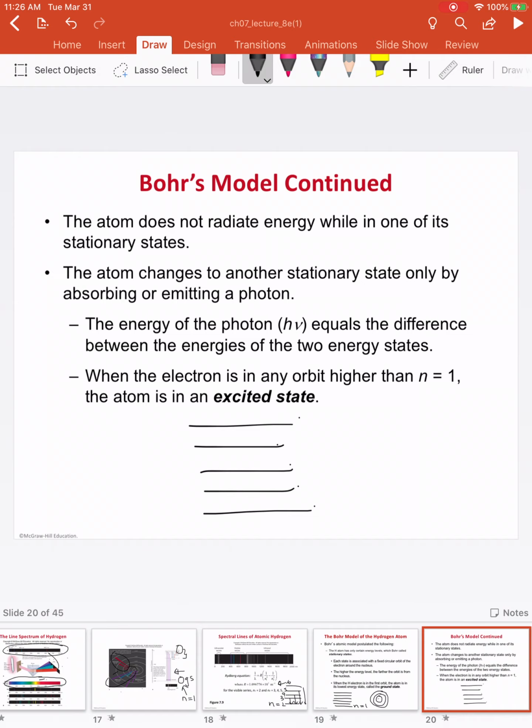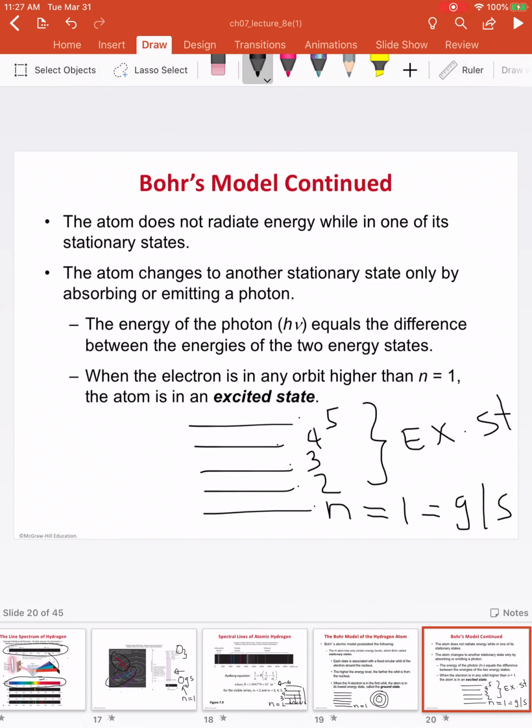When the electron is in any orbit higher than n equals 1, the atom is in an excited state. So this is n equals 1, 2, 3, 4, 5, and so on. If it is in n equals 1, that is the ground state. And if it is in any one other than n equals 1, these are called excited states.